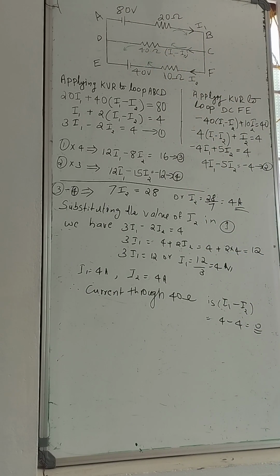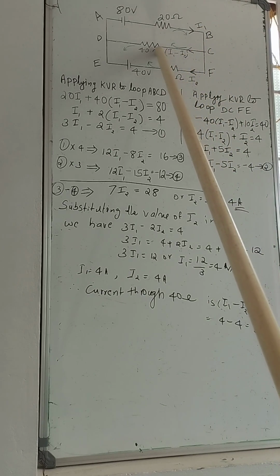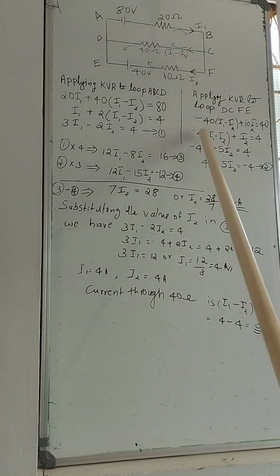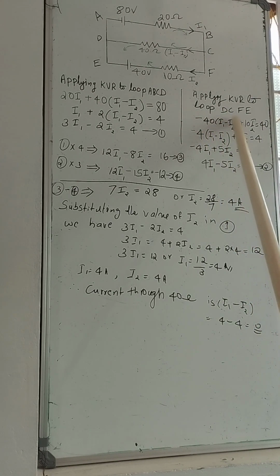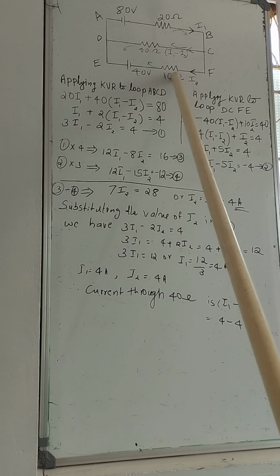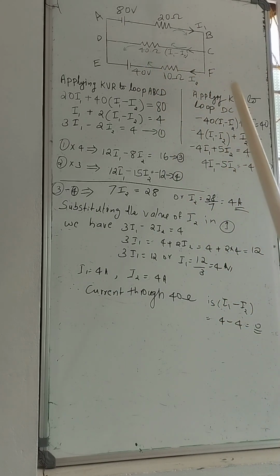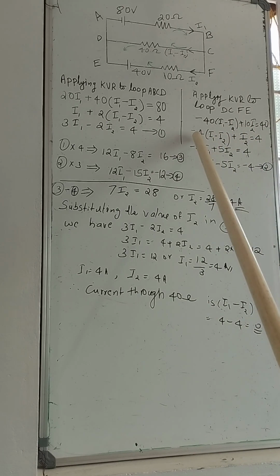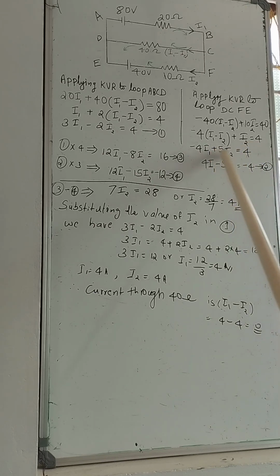So if we take the potential drop due to current flowing in the preferred direction as positive, then the potential drop due to current flowing opposite to the preferred direction should be given a negative sign, that is minus 40 into (I1 minus I2). And I2 is already in the clockwise direction, so that is 10 I2, equal to 40. Dividing by 10, simplifying and multiplying throughout by a negative sign, equation 2 is obtained.